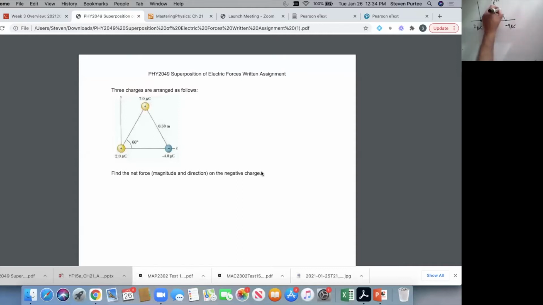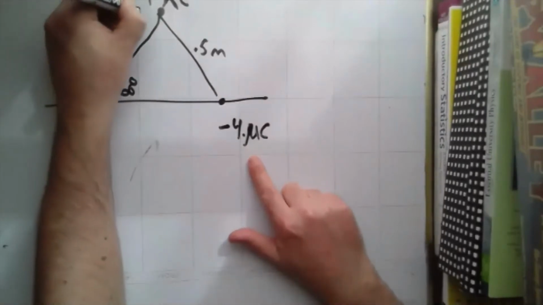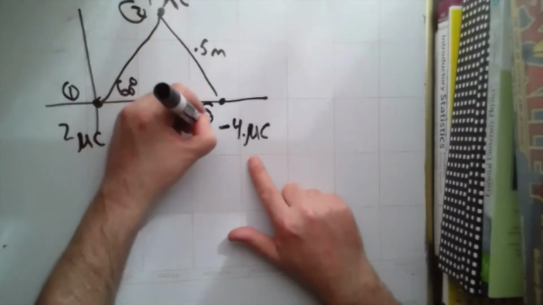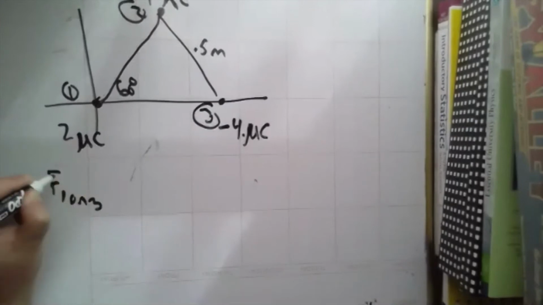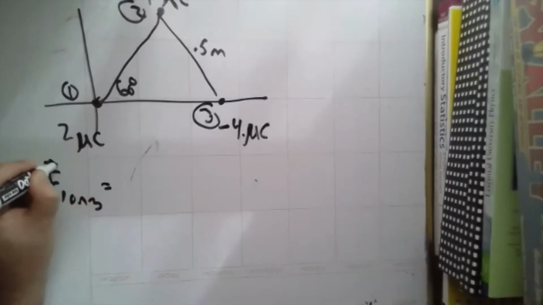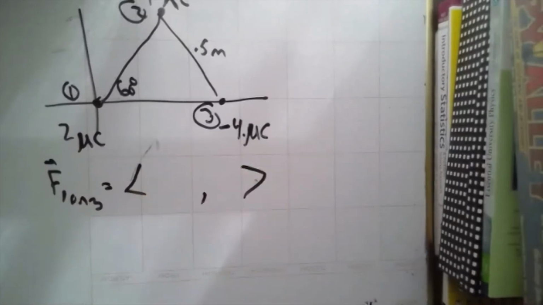Yeah, 0.5 meters. We want to find the net force on the negative charge, this guy down here. I want to find the force on him. So I'm going to label these guys 1, 2, and 3. It doesn't matter how you label them. So I need to find F1 on 3 as a vector, the x component and the y component.